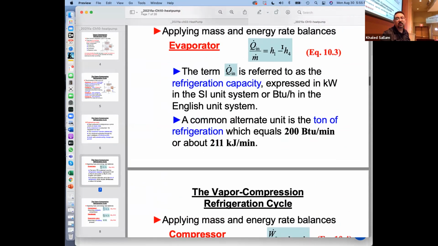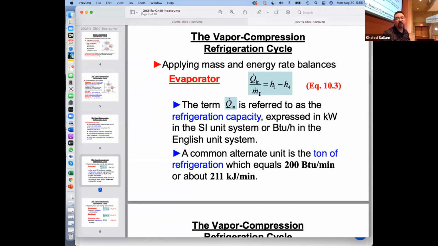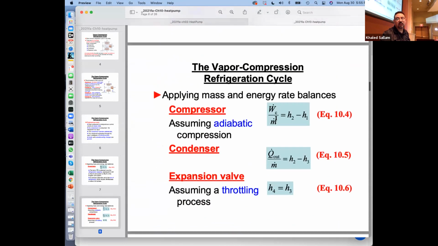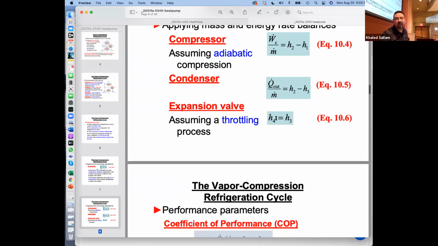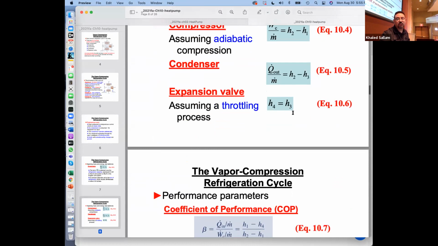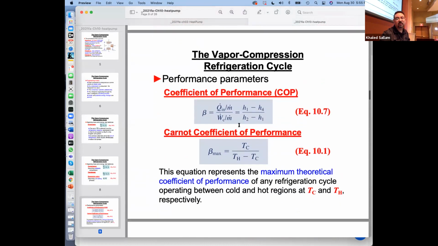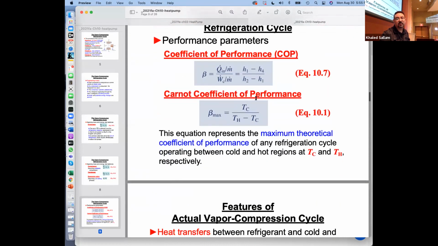So you can see in the evaporator, Q is m dot delta h, in the condenser, m dot delta h, in the throttling device, h equal h, right? And this is the beta, and the maximum beta, where it's coming from, Carnot. And for Carnot, it's T low over T_H minus T low, or what they call T cold and T hot. Questions?